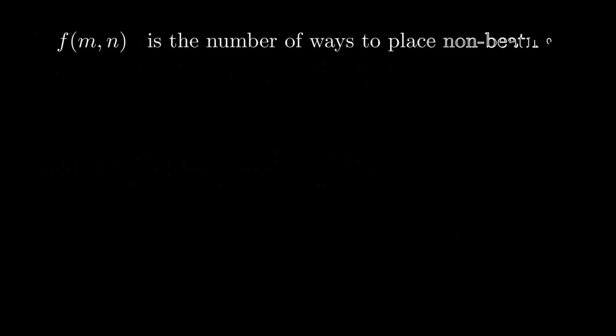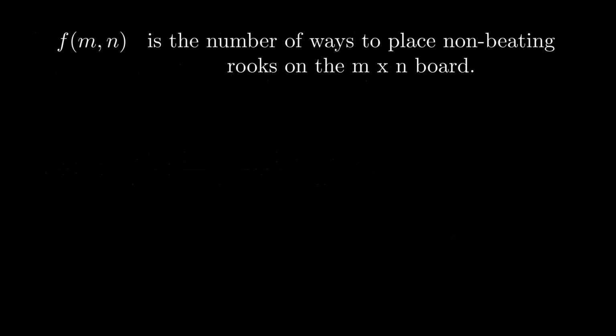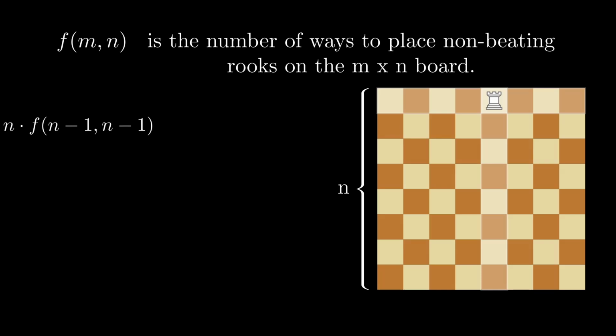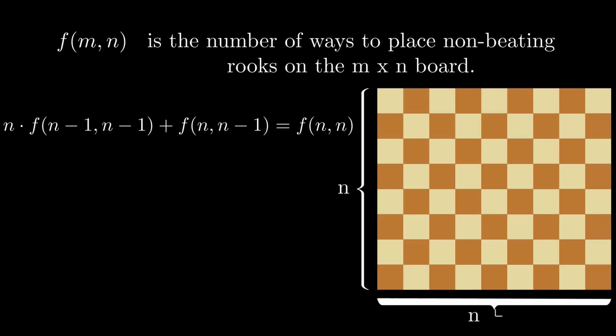Let's introduce a new notation to help us solve the problem and try to express the number of ways to place unbreakable rooks on the board n by n. Indeed, if there is a rook in the first row, then the rest of the board looks like a square n-1 by n-1. This can be done in n ways. Otherwise, this is the number of ways to place rooks in a rectangle n-1 by n.